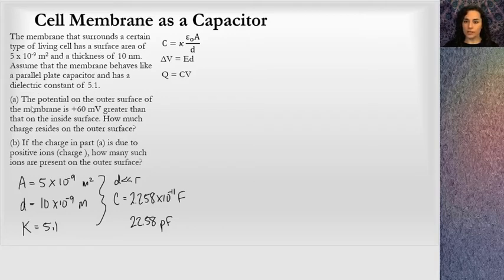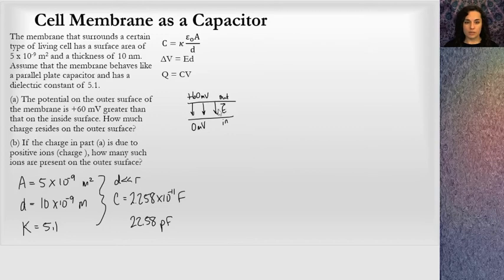Let's read on. It says the potential on the outer surface of the membrane is plus 60 millivolts greater than that on the inside of the surface. So let's draw this surface here. I'm going to draw it like this. I know this would be plus 60 millivolts, and I'm going to put this at 0 millivolts. So the electric field goes from outside the cell to inside the cell. So this is out, and this is in, and this is the electric field.